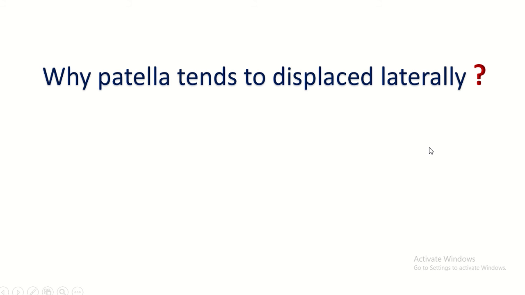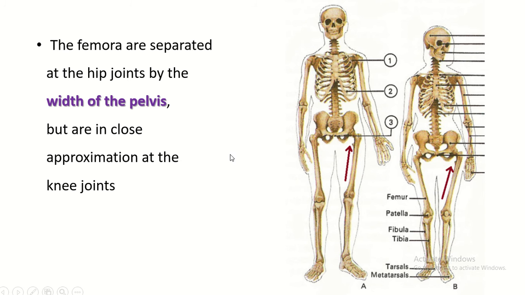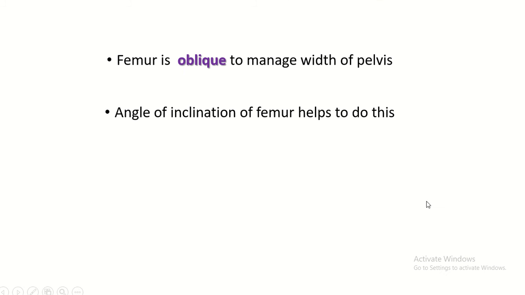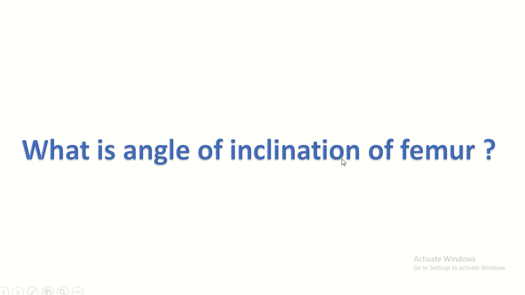In this video I discuss why the patella tends to displace laterally. The femora are separated at the hip joint by the width of the pelvis, but the lower end of the femur at the knee joint is placed more medially. So the femur is oblique to manage the width of the pelvis. The angle of inclination of the femur helps to do this.